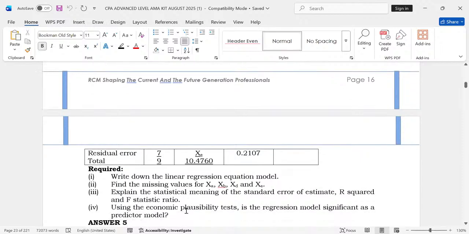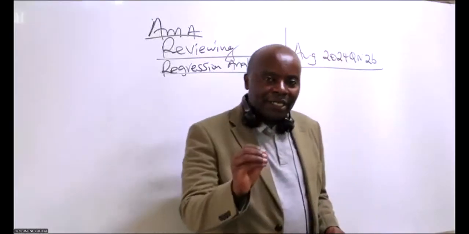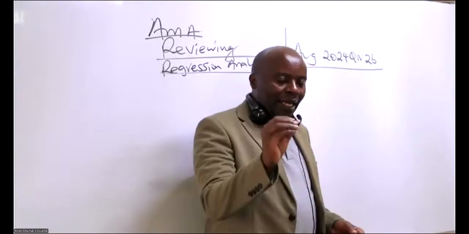How about Roman 4? Using the economic plausibility tests, is the regression model significant as a predictor model? What is this economic plausibility? We also touched it in our last class. Basically, I will be asking myself whether the equation we have at hand makes sense.